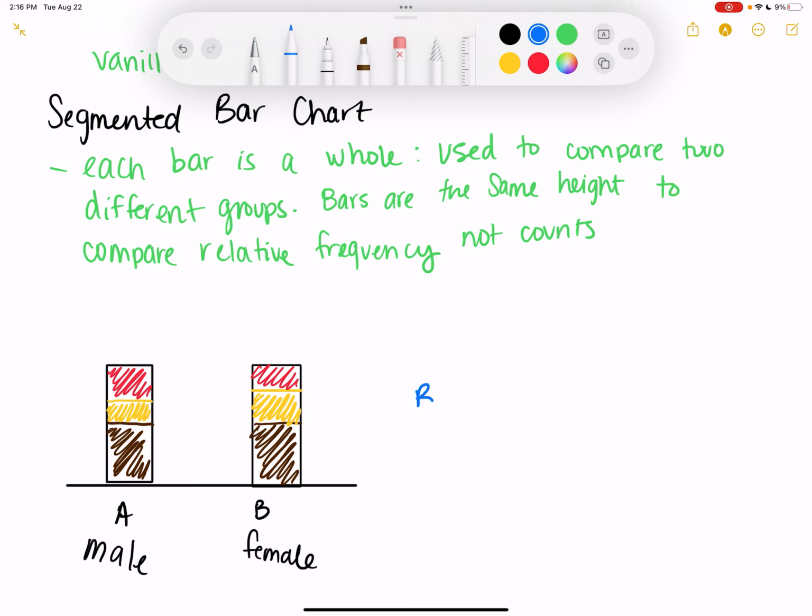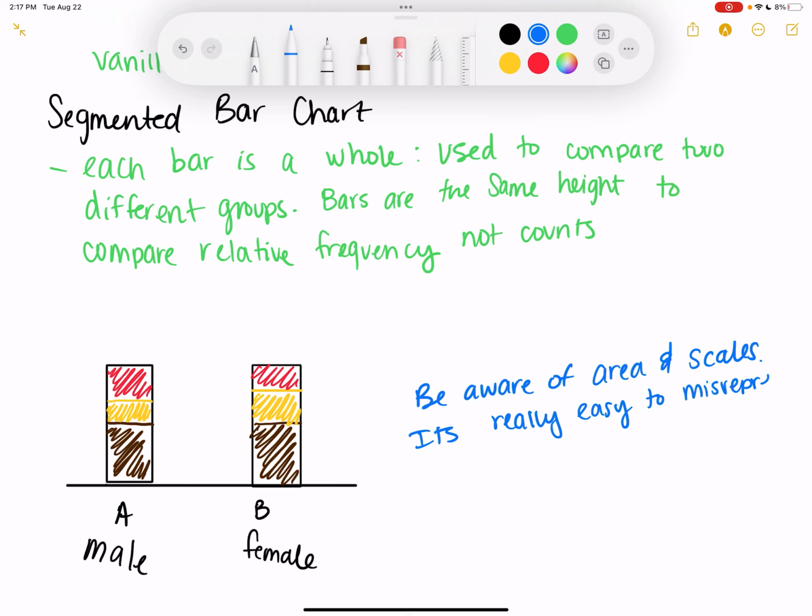So something to note here is to be aware of area and scales. It's really easy to misrepresent data using inaccurate graphs or scales.